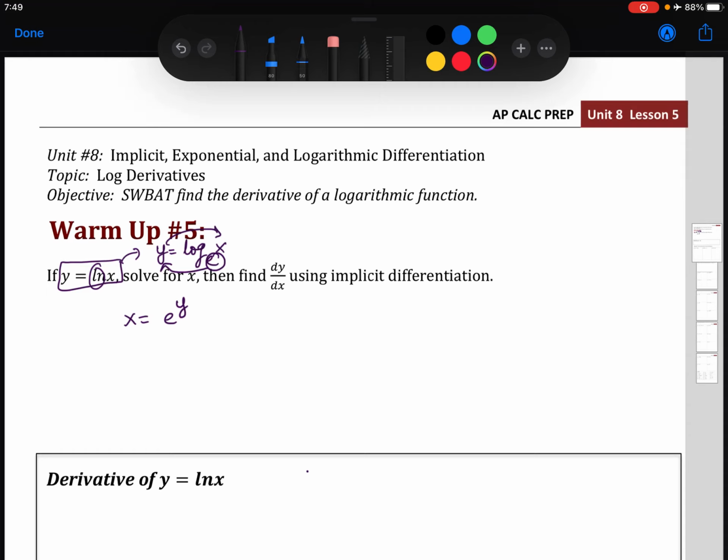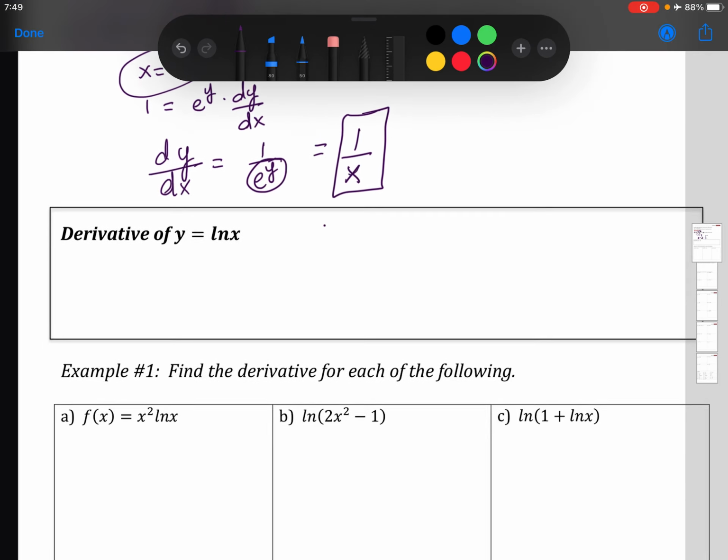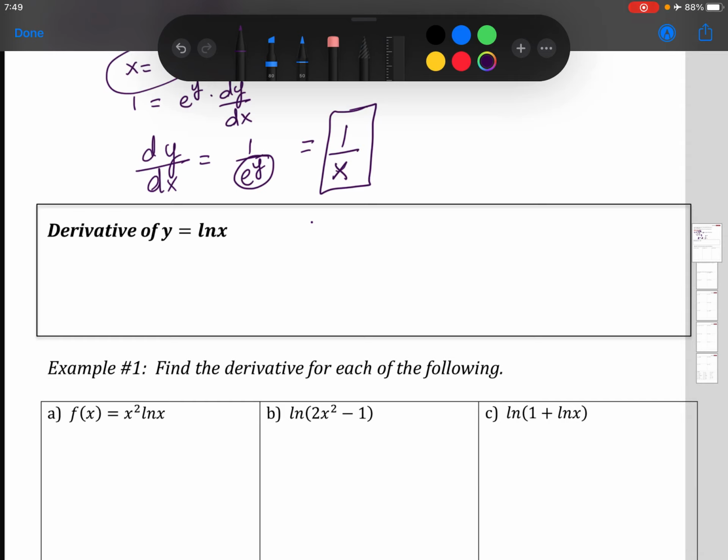So now it wants us to take the derivative with respect to x. It'll be 1 equals e to the y times dy over dx, right? So solve for dy over dx. That's what we're trying to find. It's 1 over e to the y. I already know my e to the y is equal to what? 1 over x. We found that in the first step, right? So this is my answer, or this is the derivative of ln of x. And that's true, actually. That's our lesson for today.